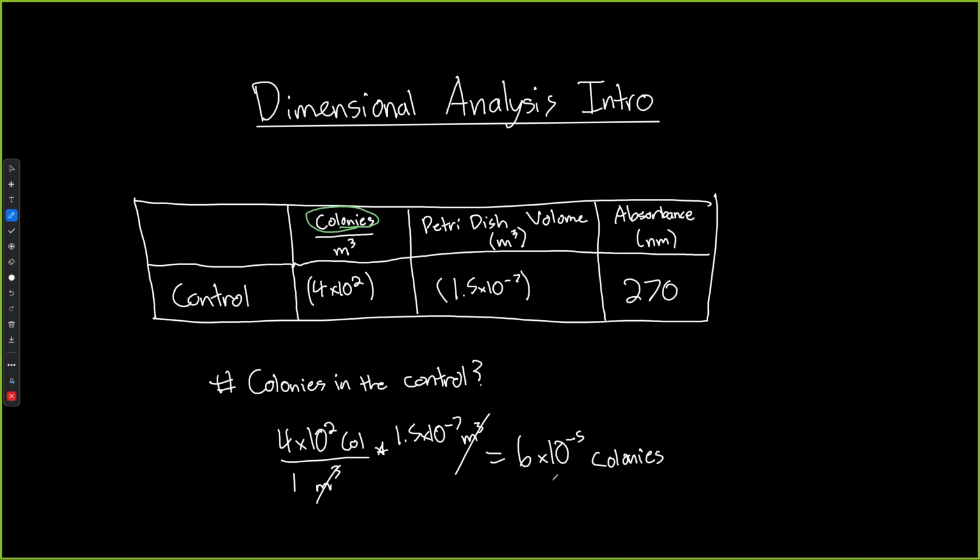And that's it. Notice, super simple, super straightforward, not difficult at all. All you have to do is look at how you can cancel out units to get whatever unit you're looking for. That's it. That's dimensional analysis.